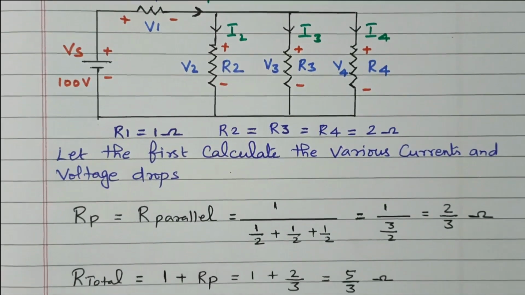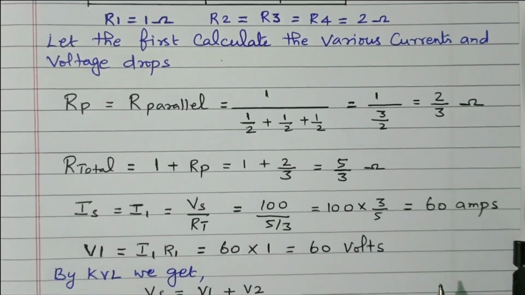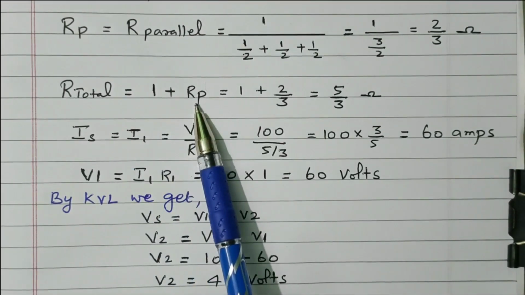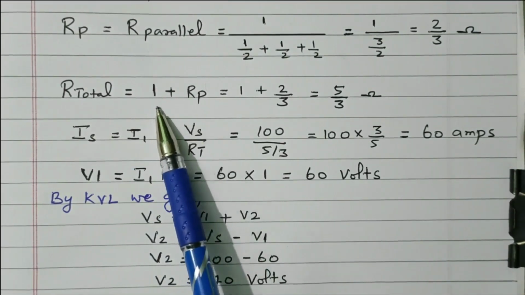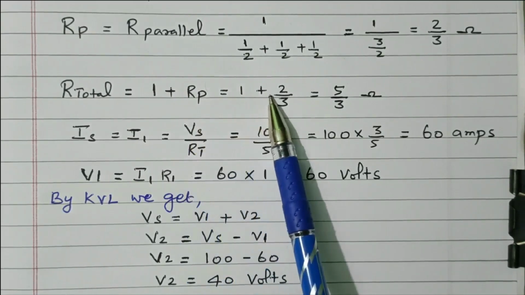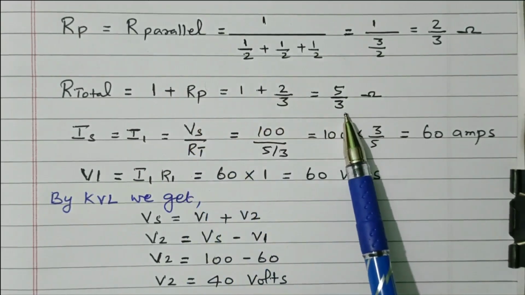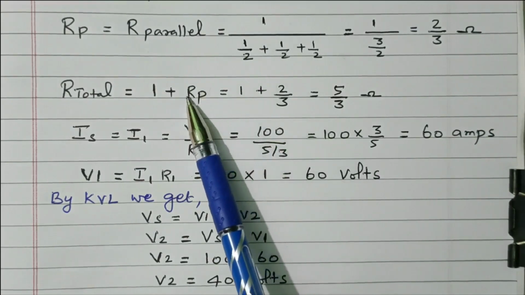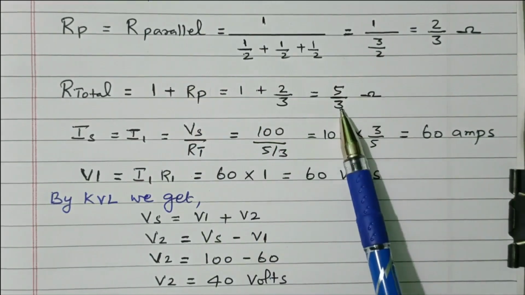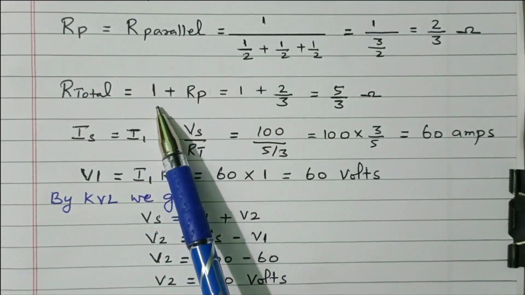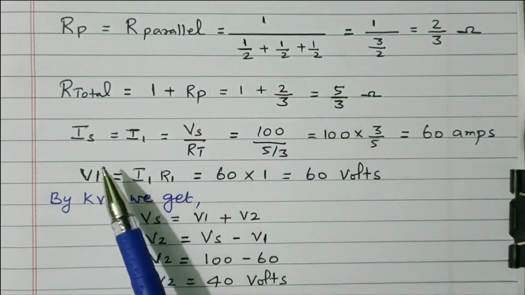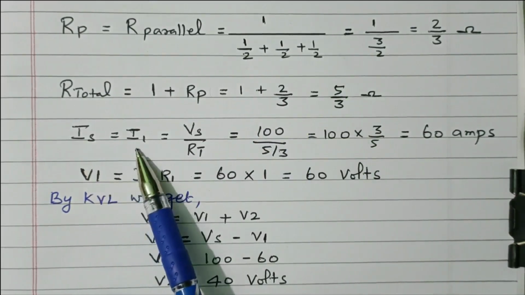So then what is the total resistance R total? R total is nothing but 1 plus Rp, right? The resistor R1 equals 1 ohm, plus the parallel resistance. So 1 plus 2 by 3, that is 5 by 3. The total resistance of the circuit is 5 by 3 ohm. So the first resistor R1, 1 ohm, is in series with this parallel combination. This one is R1, and this is R2, R3, R4, all values equal. From that we can find the source current, which is equal to I1.